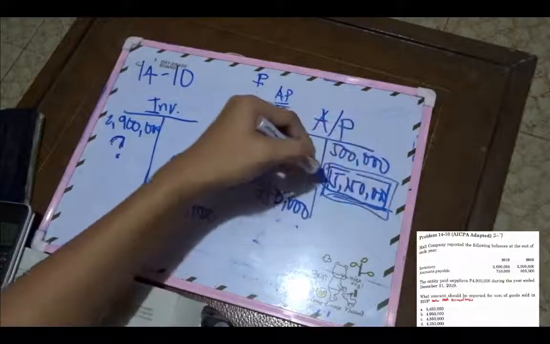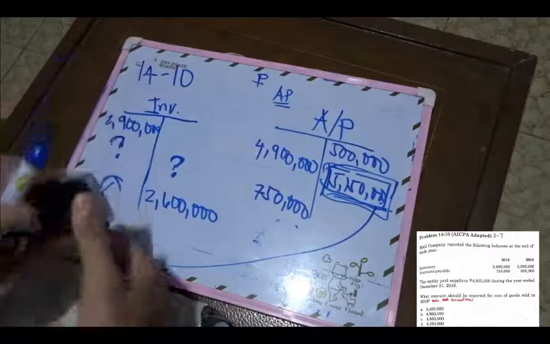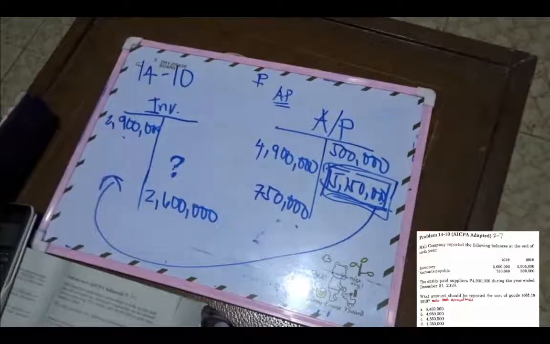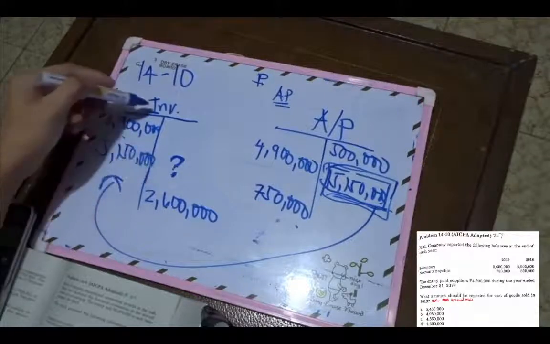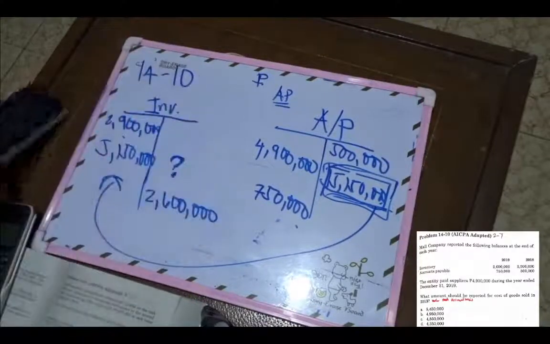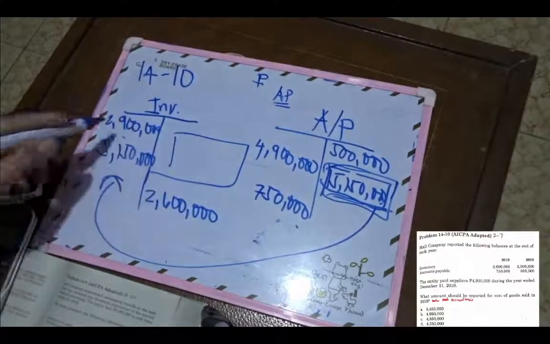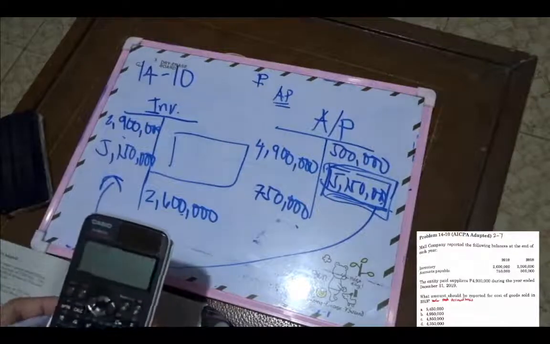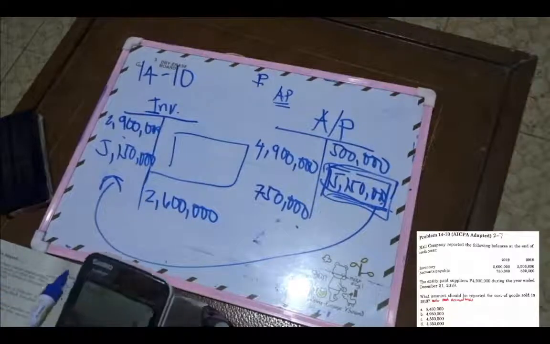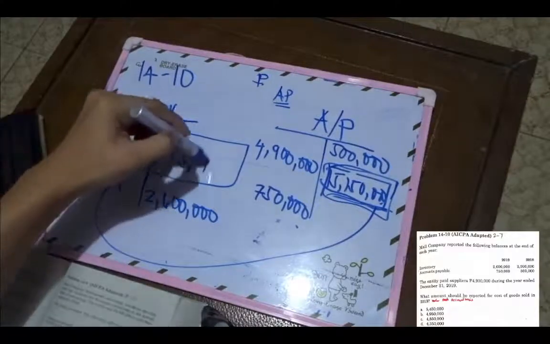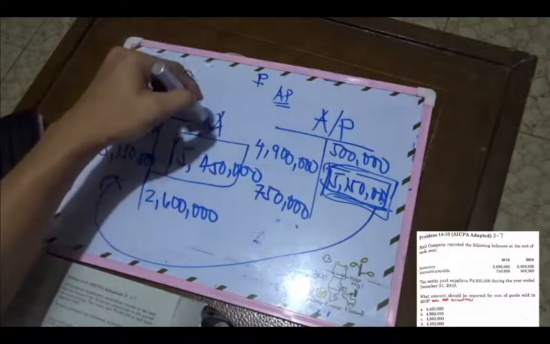So now that we have credit purchases, we can now use it here in our inventory T account. So you put 5,150,000, and because we already have the necessary information we need, we can now compute for the cost of goods sold. So that's the beginning balance of inventory, 5 million plus credit purchases of 5,150,000 minus ending balance of inventory, 5,450,000. So that is letter A.